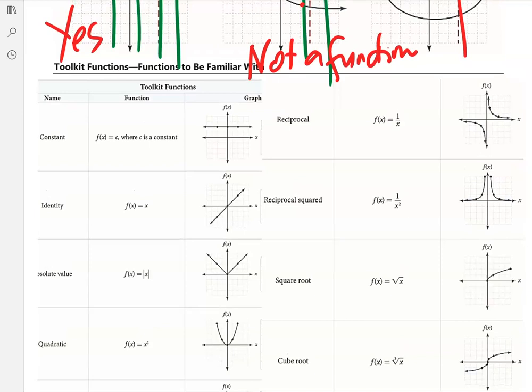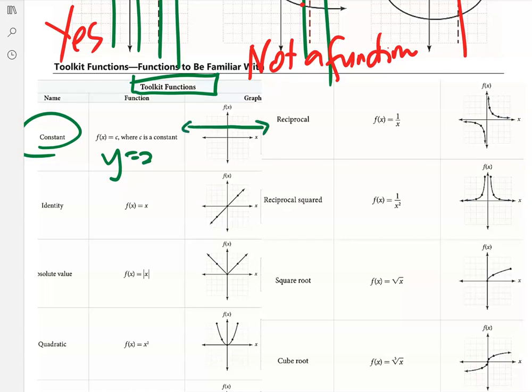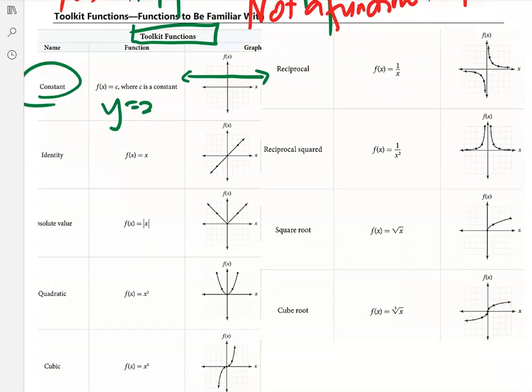So next, the toolkit functions. You're going to need to remember this. These are some parent functions. The first one, constant. Let's say, for example, this line here is y is equal to 2. That is just a horizontal line where y is equal to 2. So that is a constant function, where c is a constant. Next one, identity function, or this is what you call the line f of x equal to x, or you can write it as y equals x.